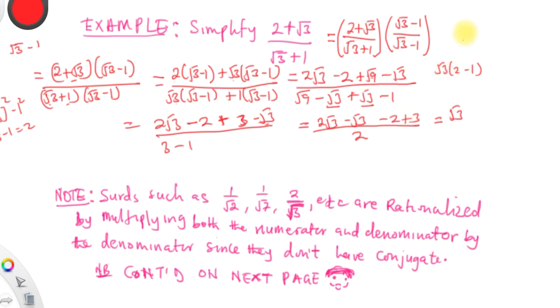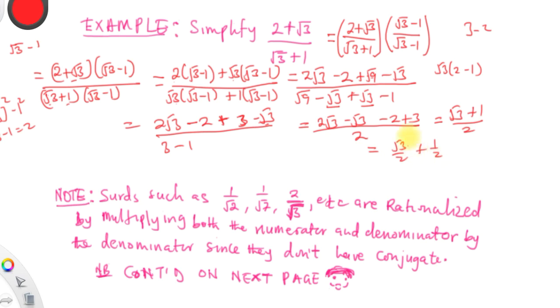So negative 2 plus 3 is positive 1. This is the same as 3 minus 2, which is 1. So we get plus 1 all over 2. This is what we get. This is the final answer. You can just separate them and get square root of 3 over 2 plus 1 over 2.